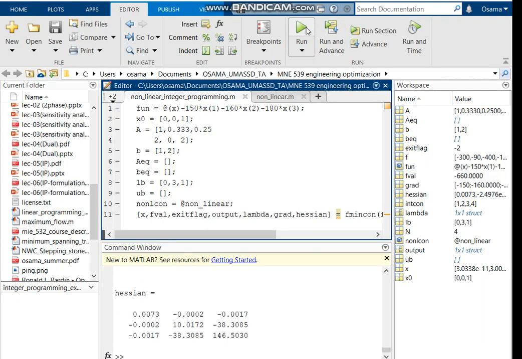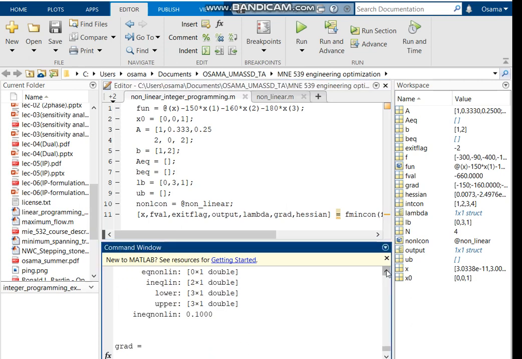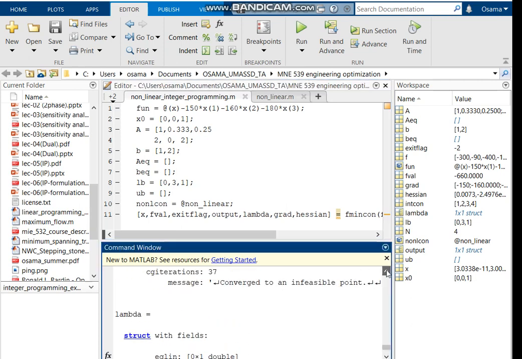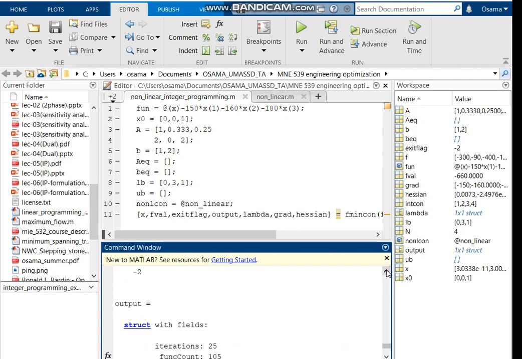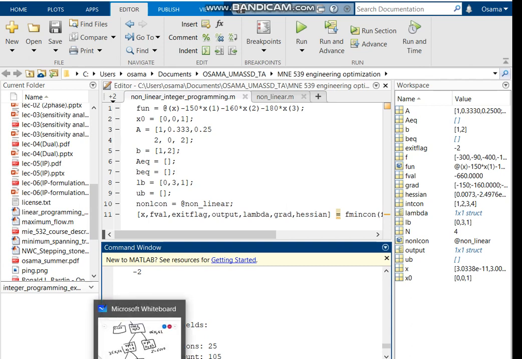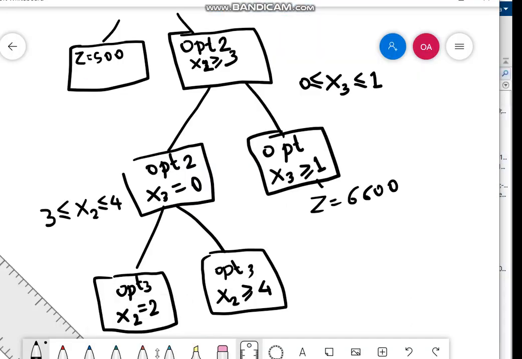So let's run it. You can see it gives us the second flag, which means the solution was infeasible. Even if it gives us an amount, we have already violated one of the assumptions, so we can skip this branch. Let's go back to these two branches.